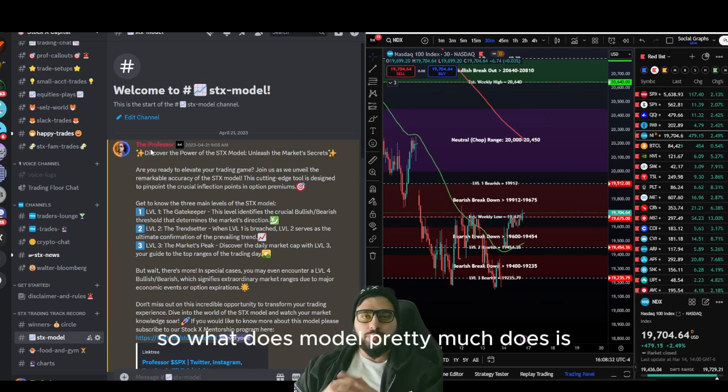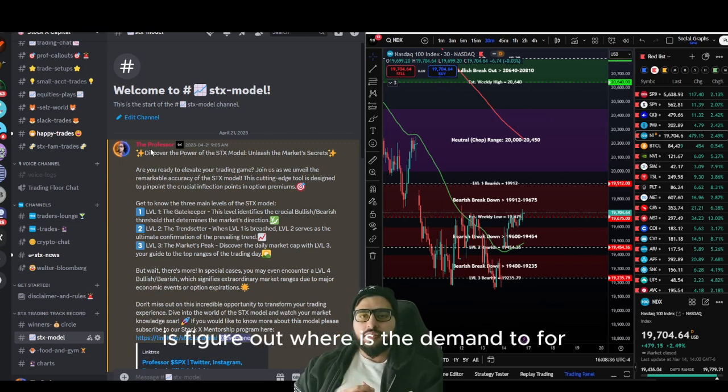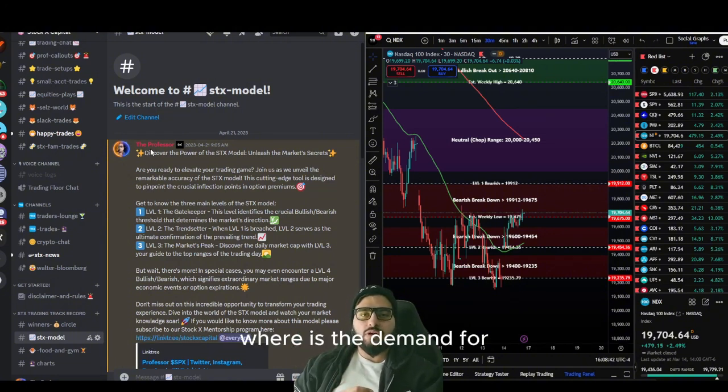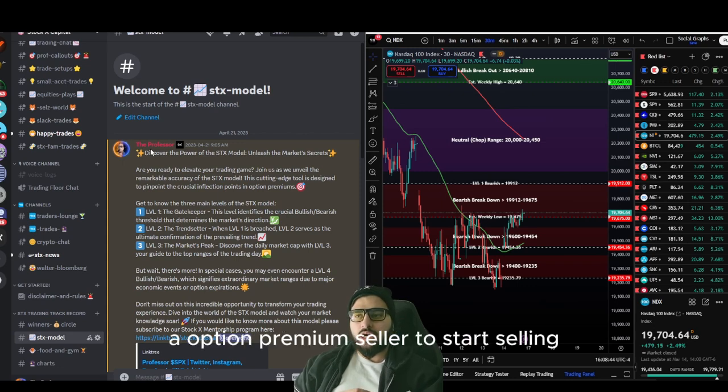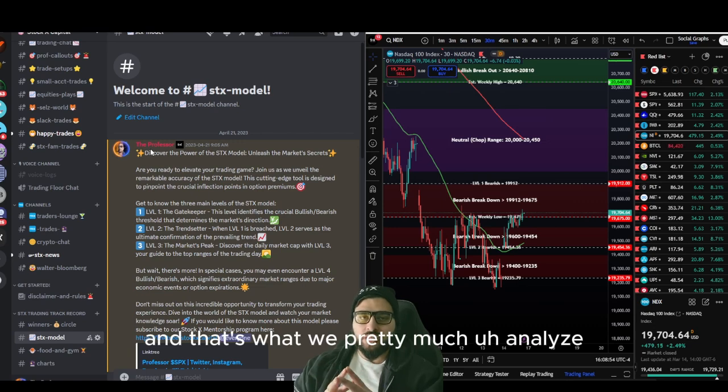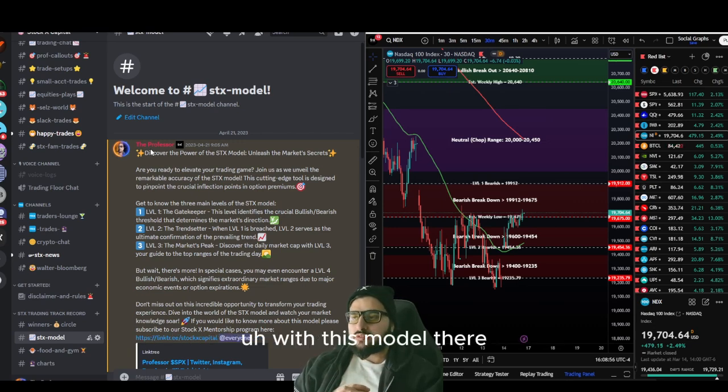So what this model does is figure out where the demand is for an option premium writer to start writing premiums, where the demand is for an option premium seller to start selling, and where the demand is for a call buyer or put buyer to sell or buy options. And that's what we analyze with this model here.